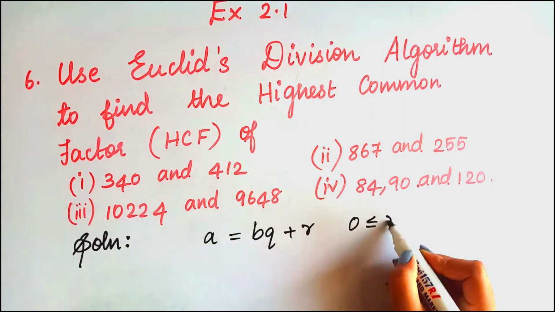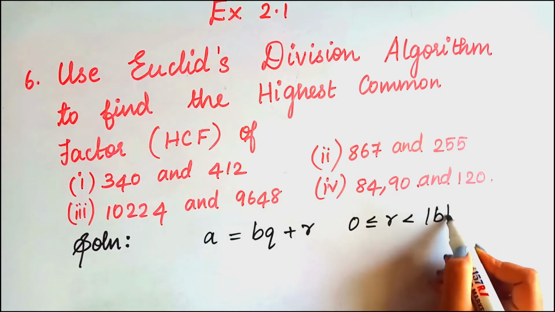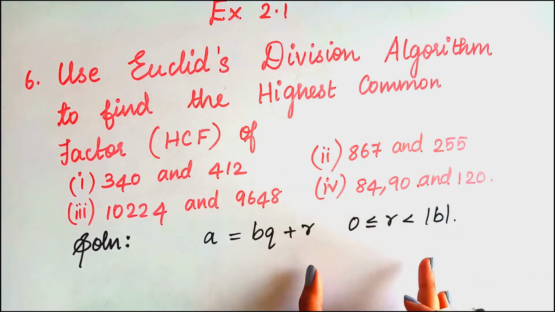So 0 is less than or equal to R, which is less than the modulus of B. So this is what we already know, right?